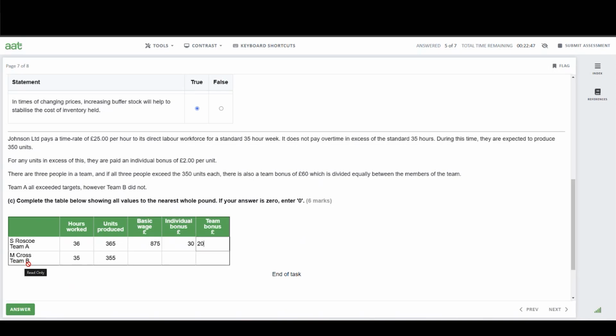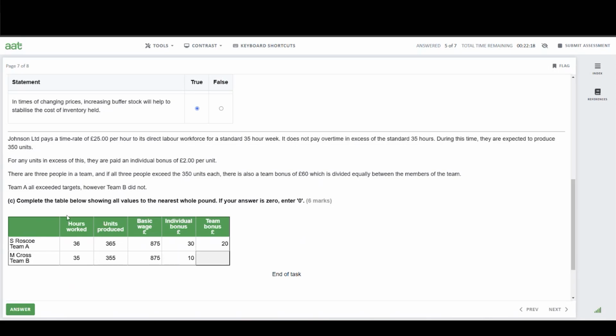Next one then, M cross, basic wage. We know what the basic wage is for a 35-hour week. We've calculated it already. It's £875. M cross made 355 units. So they made 5 units more than the standard, more than the target. So they're going to receive a bonus of £2 for each of those 5 units. So their individual bonus will be £10.